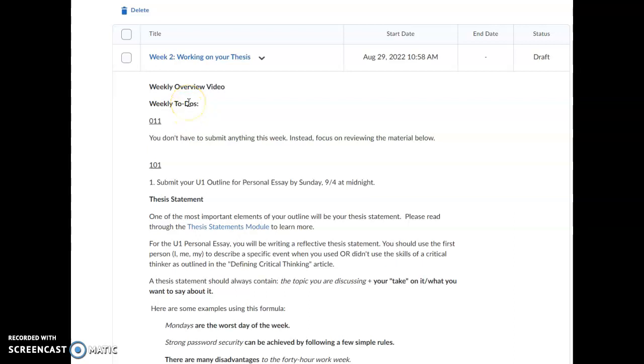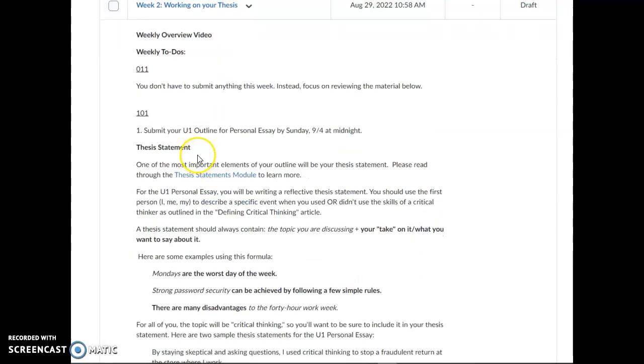Everybody, I wanted to give you a quick overview of what's going on this week. As you can see, in O11, you don't actually need to submit anything. Instead, you're just going to focus on looking over the articles and the concepts that I've listed in the announcement below. The only thing you have due this week is over in the 101 course, your Unit 1 outline for the personal essay by Sunday, the 4th at midnight.